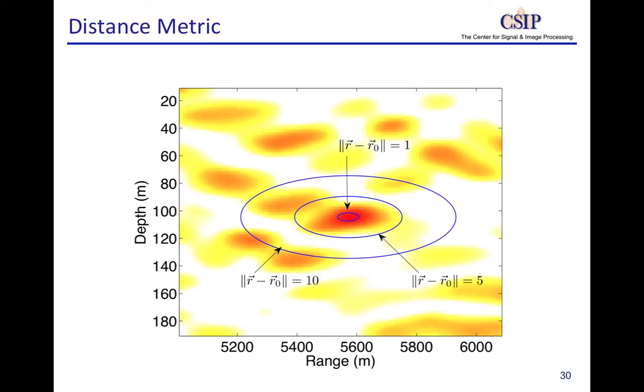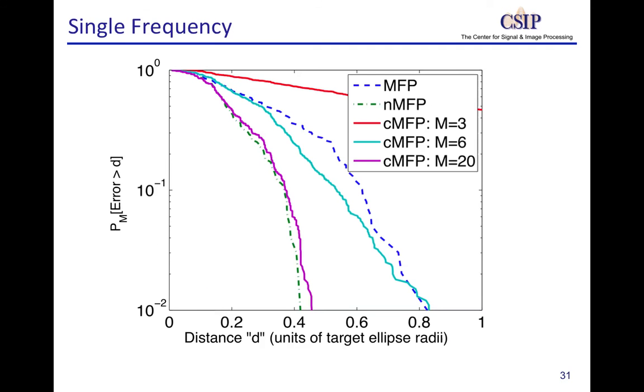So here the inner ellipse corresponds to a unit distance, and then the one further out is a distance of 5, and the one further out is a distance of 10, just to give you an idea. With that distance metric in mind, these are the results for the single frequency case. The dashed blue line is standard matched field processing, and the dashed green line is the normalized matched field processing. This is if you do proper normalization using the denominator.